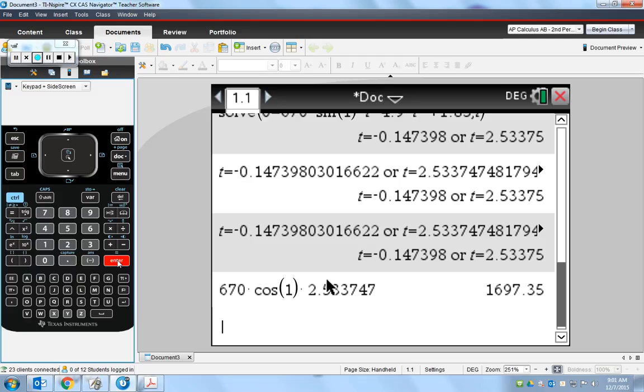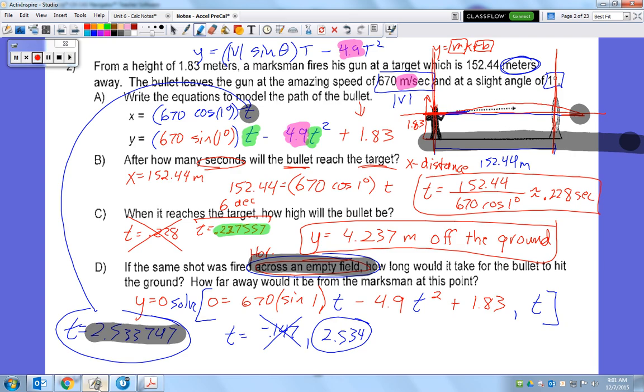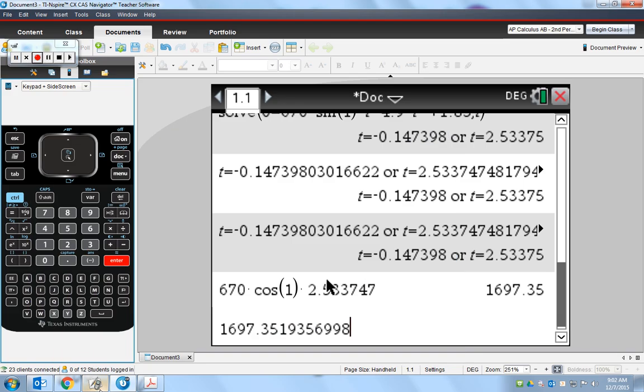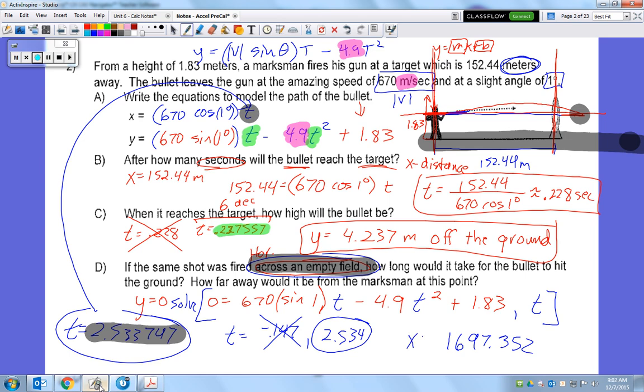let me see, make sure that I did this correctly, about 1,697.35 meters. Okay, so let me see if this gives me 3 decimals, and yes it does. So 1697.352. Let me make sure that is what I got. 0.352, yep. And this would be the x, and this is in meters across the field.